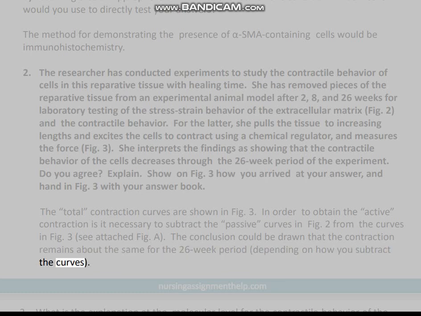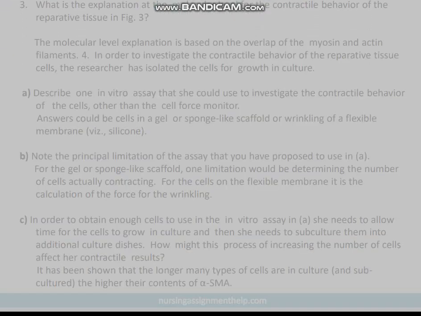3. What is the explanation at the molecular level for the contractile behavior of the reparative tissue in Fig. 3? The molecular level explanation is based on the overlap of the myosin and actin filaments.